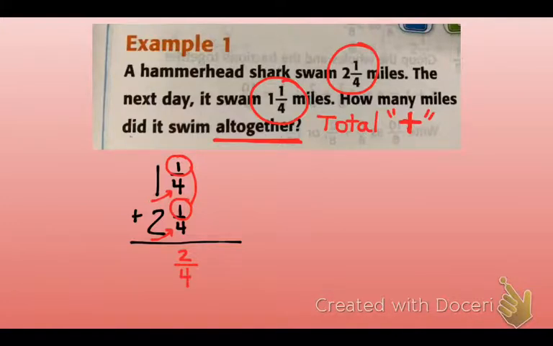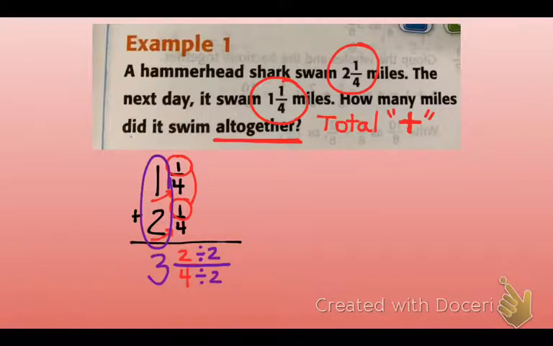Next step is to go ahead and add these whole numbers together. I have a 1 and I have a 2. So I have a grand total of 3 and 2/4. Can I simplify my fraction is my next question. Well, 2 and 4, they're both even numbers. And I've taught you if we have even numbers, that means we can go ahead and we can divide both of these by 2.